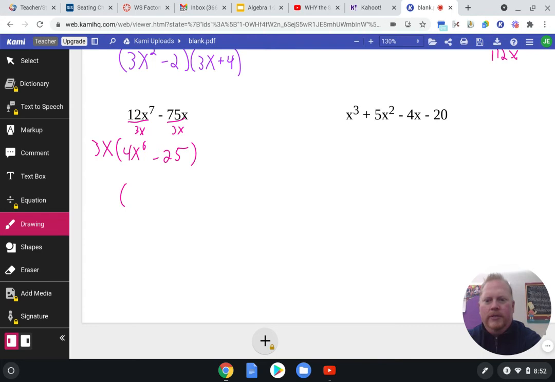So, what times itself gives us 4x to the 6th? That would be 2x to the 3rd. And then 25 turns into 5 and 5. Make one positive, make one negative. And don't forget to bring down that 3x.